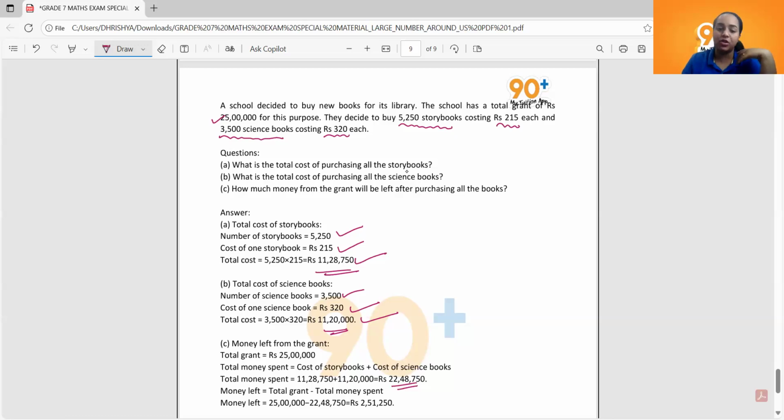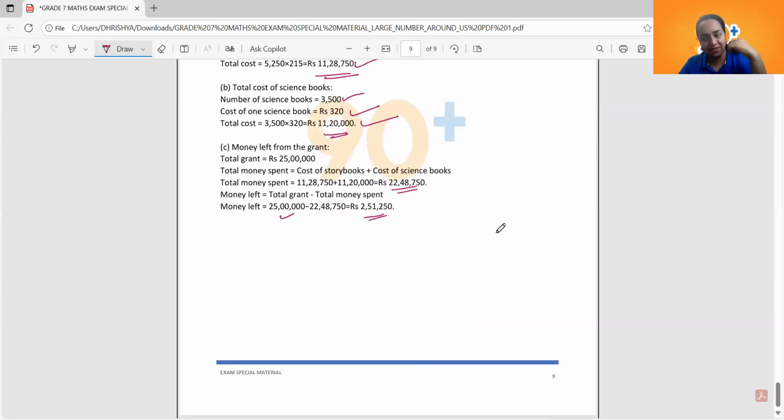So what is the money left? The total grant was 25 lakh. So from 25 lakh, we'll subtract the money which we spent, and you will get the amount. That will be 2,51,250. That is the amount which is left in the bank for the school. So I hope all the questions are clear.